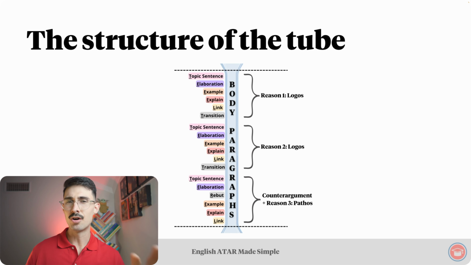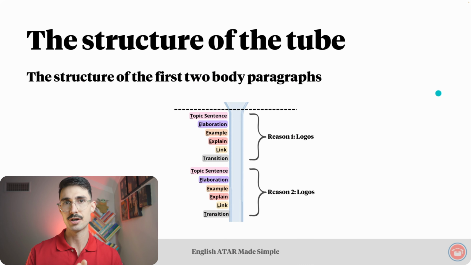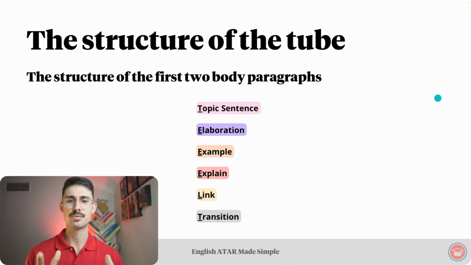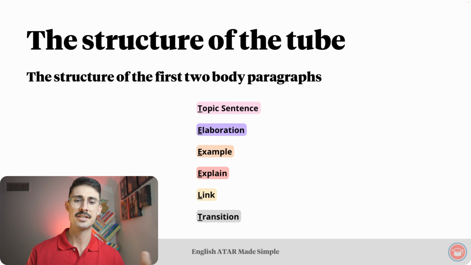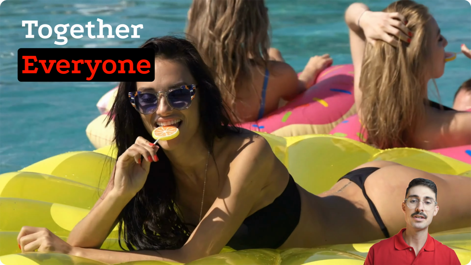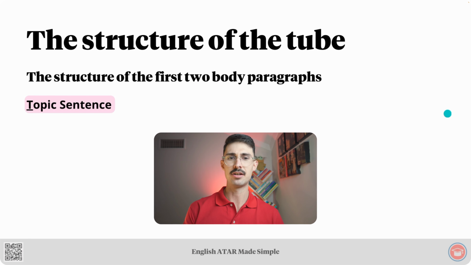Let's hone in on the structure of the tube and focus on the structure of the first 2 body paragraphs, which, as we just saw, have the same structure. The elements are a bit different from teal because we've got this added T at the end to make it tealed. So here is a great mnemonic. Together, everyone enjoyed edible lolly toys. 10 points for creativity.